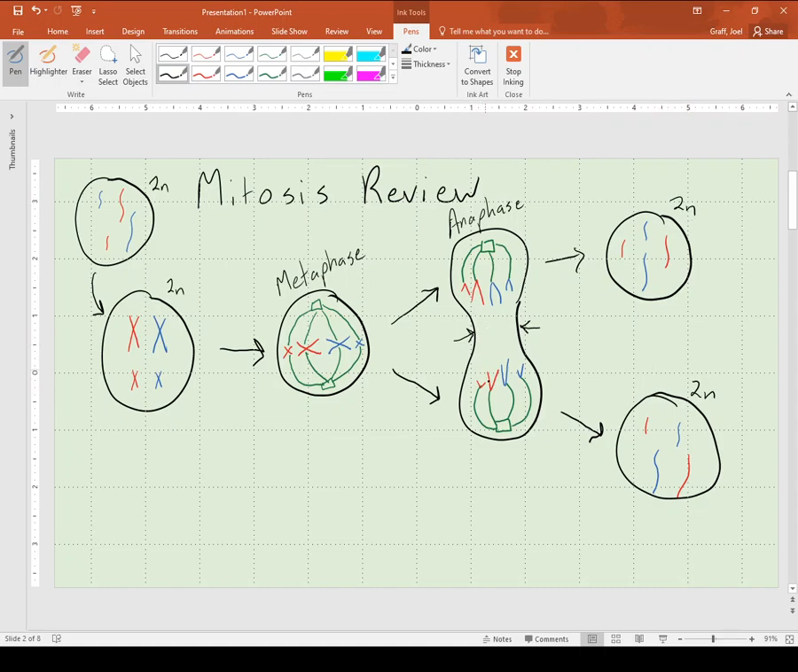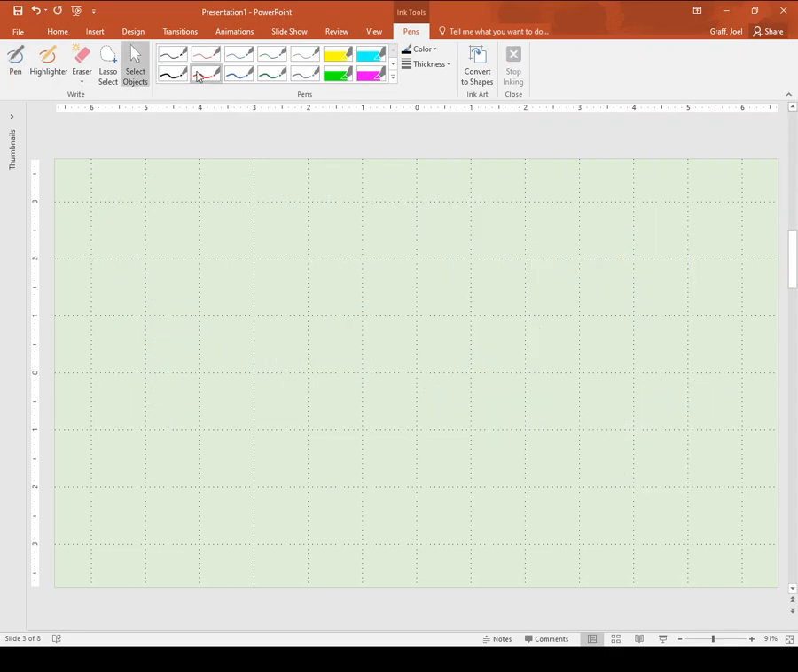So that's what happens in mitosis, and so whenever bacteria divides, it's almost always mitosis. Whenever yeast divides, it's almost always mitosis. Human cells divide, it's mitosis. The only reason that we're going to bring up meiosis is because meiosis is involved in sexual reproduction.